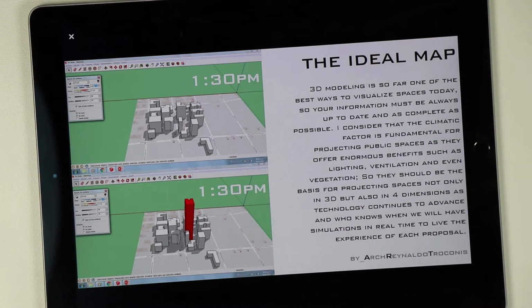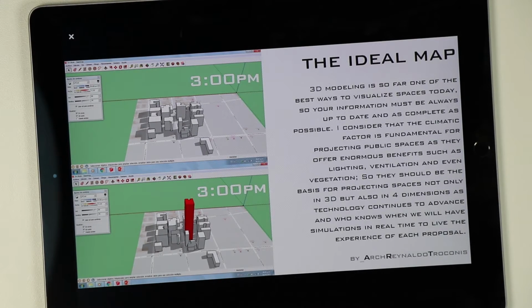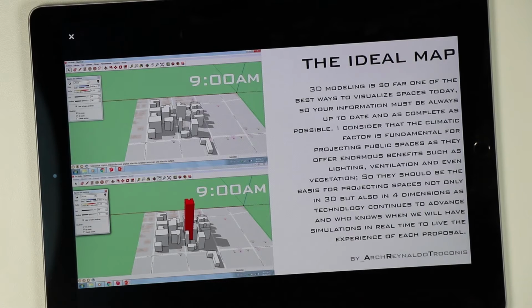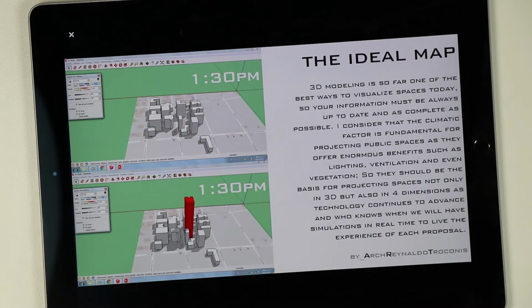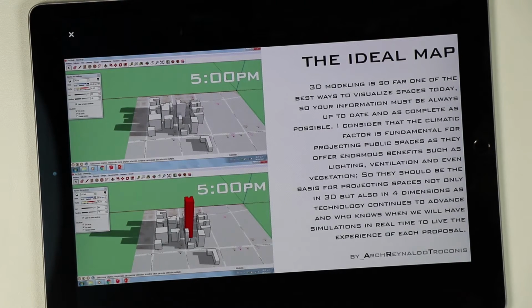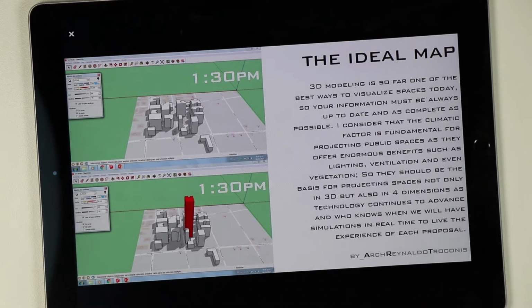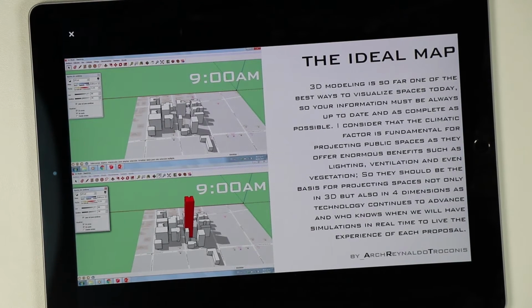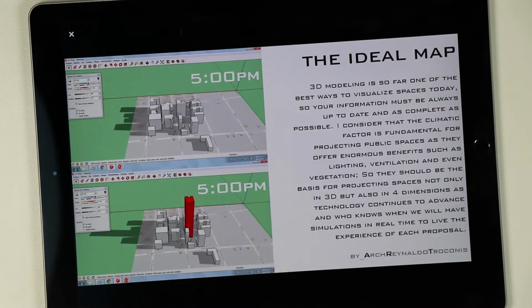Rinaldo talks in his ideal map also about 4 dimensions instead of 3D. His 4th component would be climate. He thinks that is a fundamental aspect for a map, since a map is geolocated and therefore the climate is different in every place in the world. Using benefits like lighting, ventilation and vegetation gives designers the possibility to take these factors into the design.